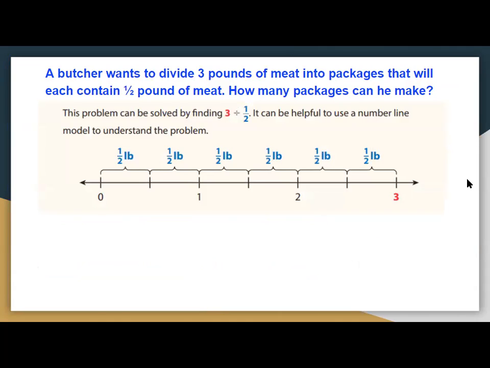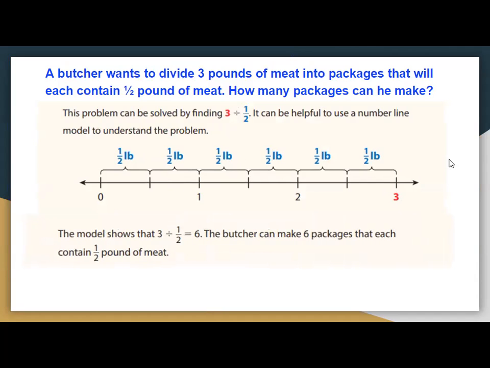So here's our problem, and they have taken a number line. We have 3 pounds of meat, so we see all the way to 3 in the red 3. And we are dividing it into half-pound groups. So this problem can be solved by finding 3 divided by 1/2. It can be helpful to use a number line model to understand the problem. So we see all the different half-pound groups that we could make with 3 pounds of meat.